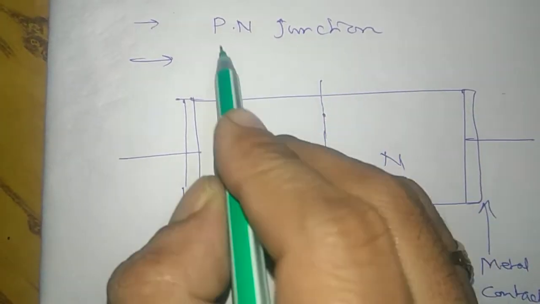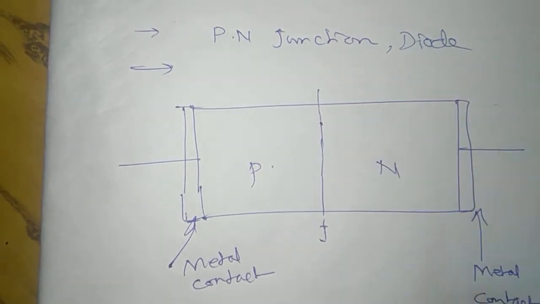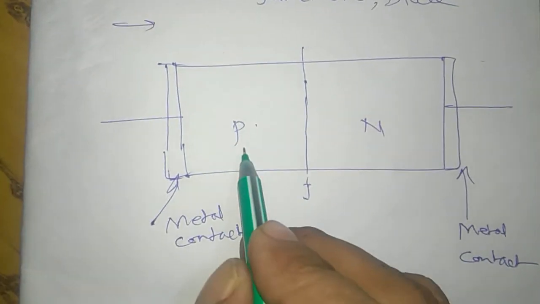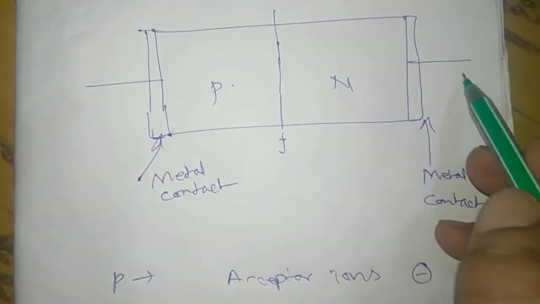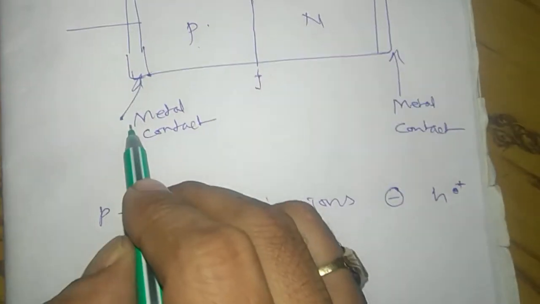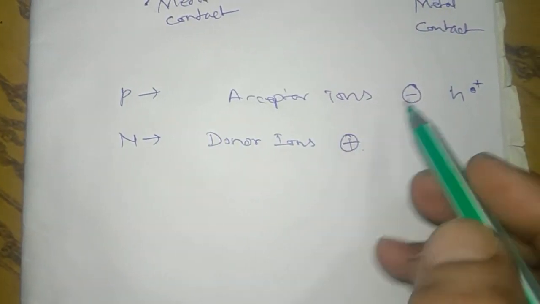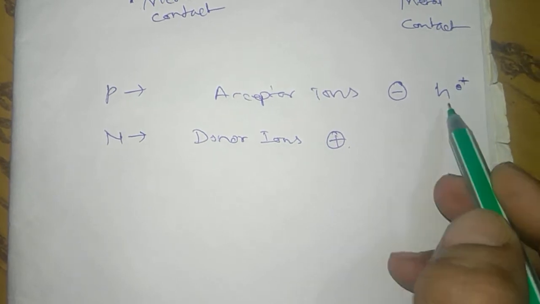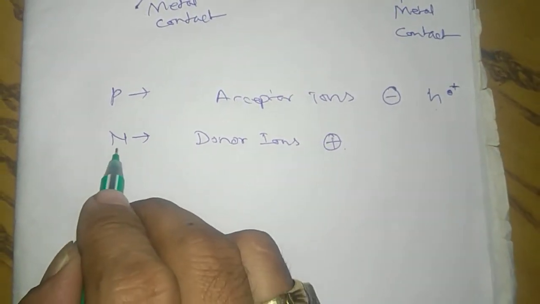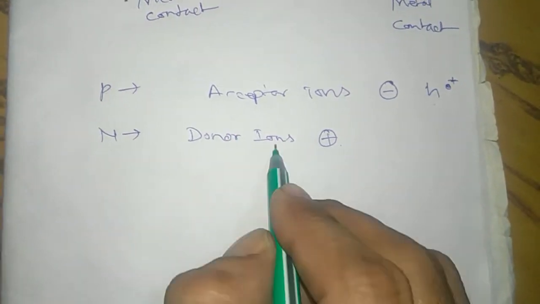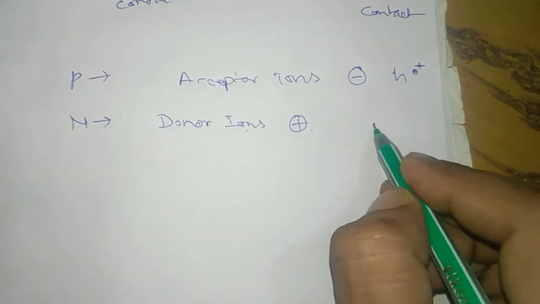Today I will tell you about the PN junction diode. There are two regions, P and N, and we have not given any polarity to these terminals. These are the metal contacts. Here the P means acceptor ions, which are negative ions, each with one independent hole, and N means the donor ions, which are positive ions, each with one independent electron.